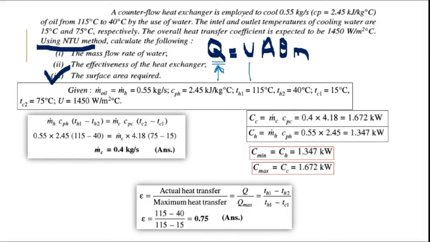They have given us the U value. So U is equal to 1450 watt per meter square degree Celsius. Theta M, what kind of heat exchanger is it? Counterflow. So what we will do, we will draw a diagram for counterflow. Hot fluid is entering from this side, leaving from that side. Cold fluid is entering from this side, leaving on that side. Here, inlet for hot fluid.